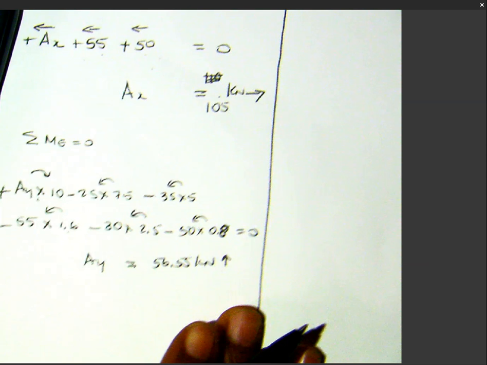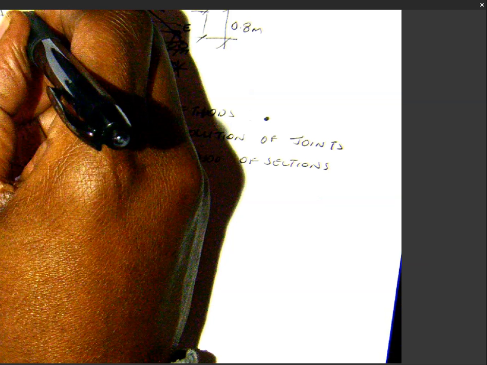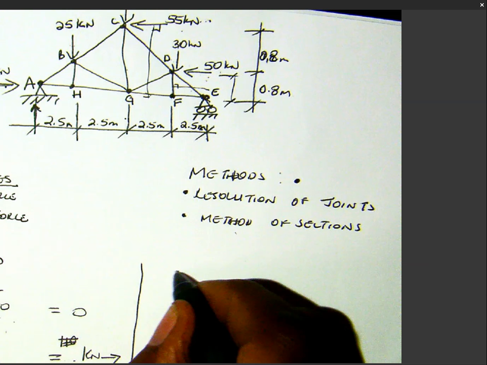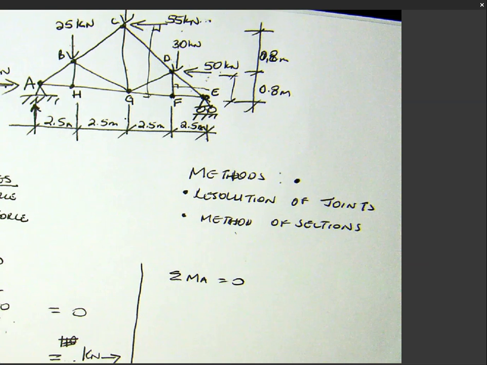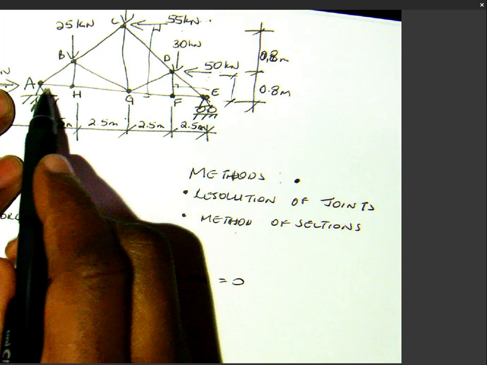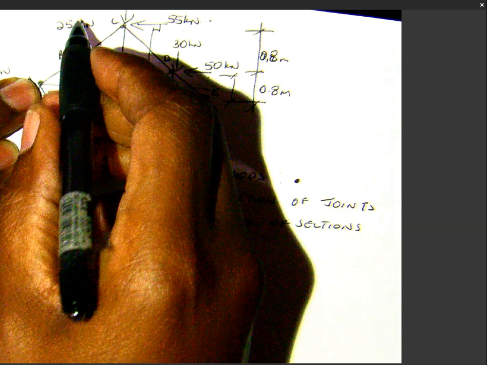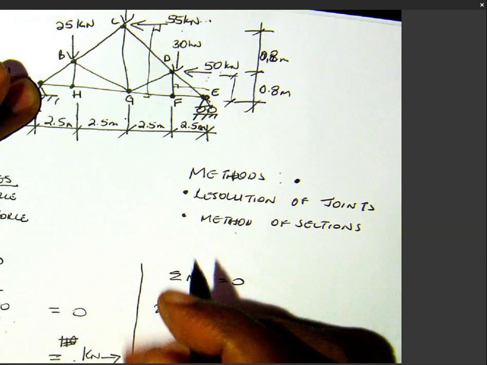Now I'm going to take moments about A. Sum of moments at A is equal to 0. Then, by taking moments at A, that means I'm solving for EY. Okay, let me start here. It's 25 times the distance is 2,5, and look at the line of action for the 25 is there. So it's rotating it in which direction? In the clockwise direction, guys.